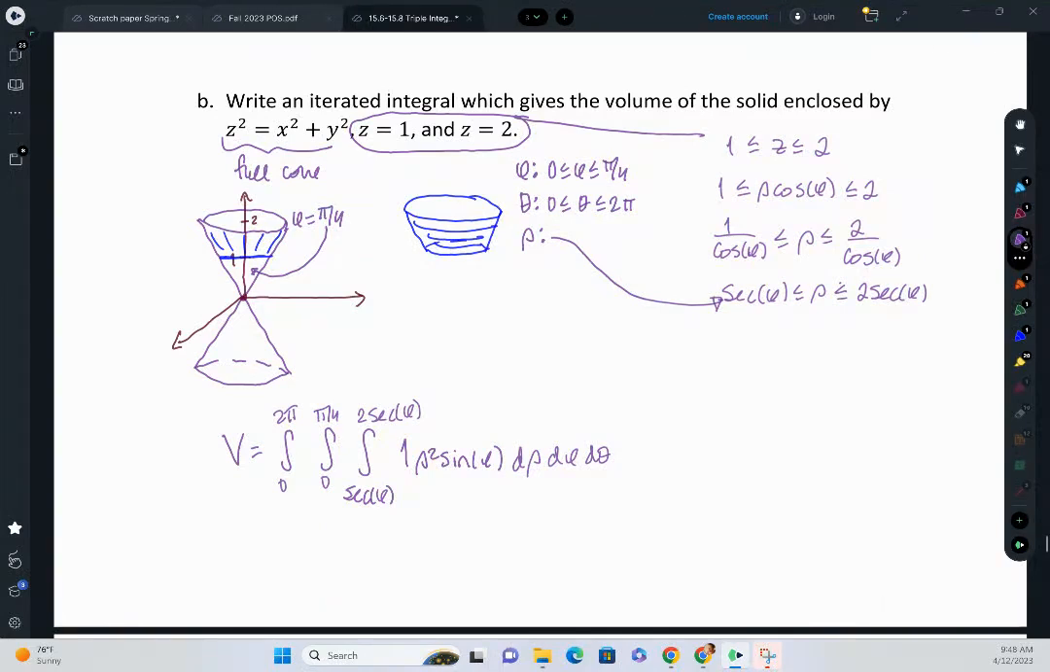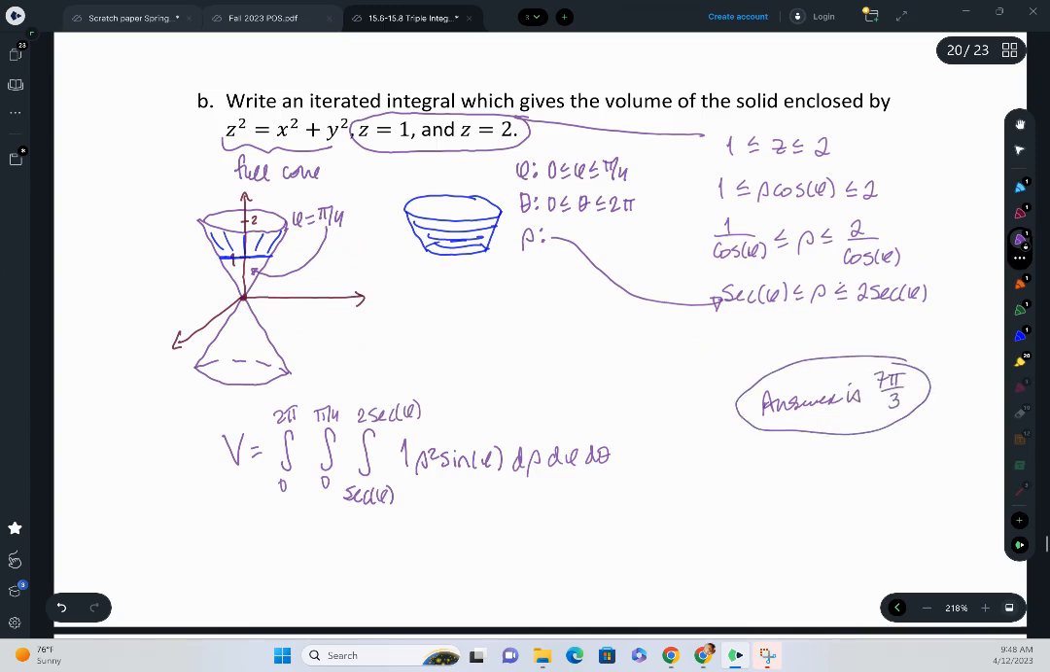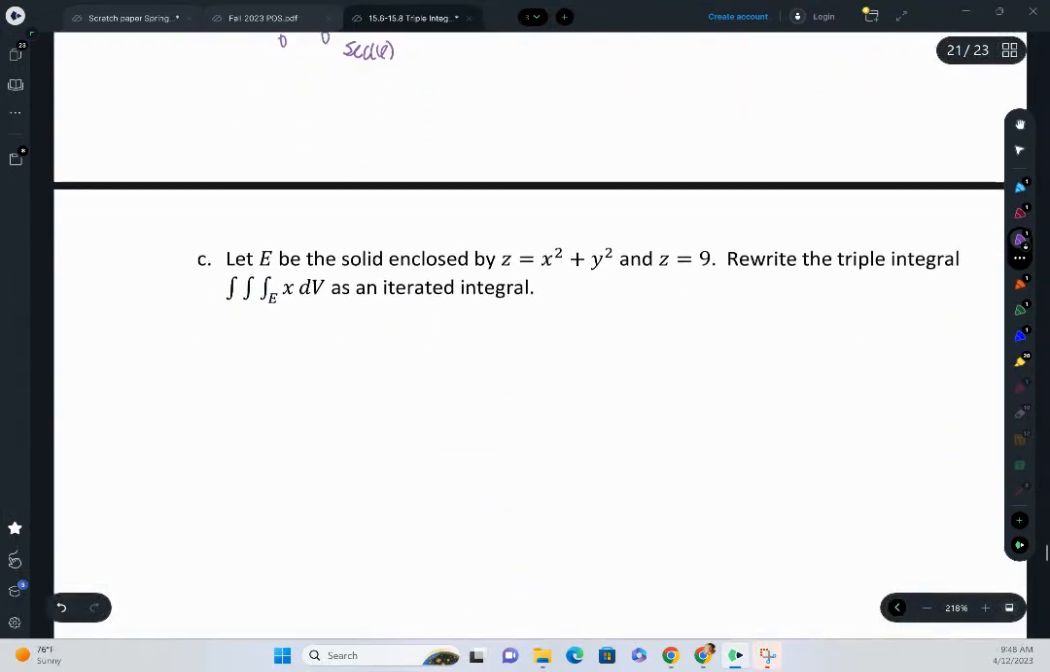Evaluating this integral would get you what you need. It might be that, when you evaluate for rho, you're going to end up with some secant squareds, and you have that sine, so don't be afraid to use some trig identities to help you get an integrand that you can actually integrate. Okay, if you want to try this, the answer is 7 pi over 3, just in case you're curious. Okay, all right, next one, C.